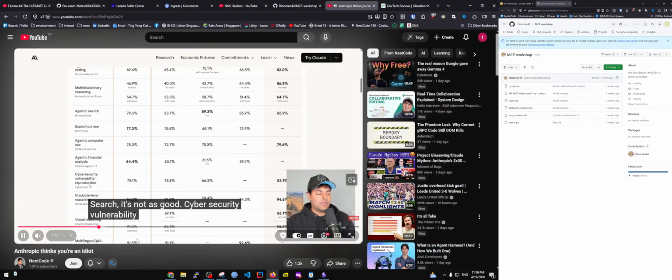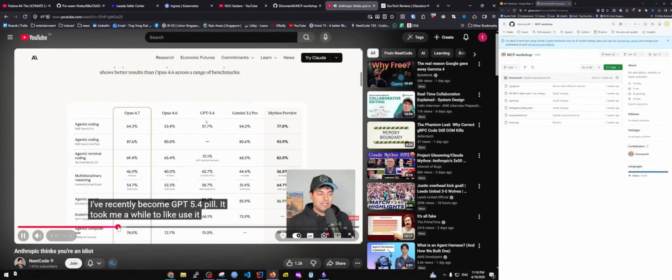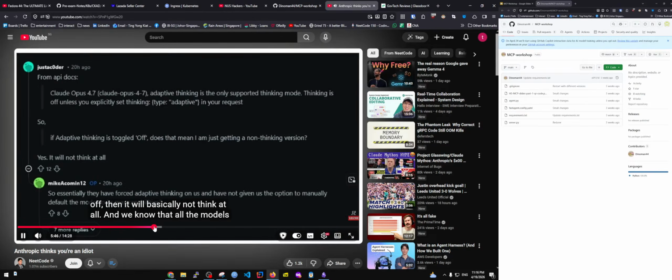cybersecurity vulnerability reproduction, it's slightly worse in a few ways. I'll talk about that as well, but use it enough to realize that it is absolutely better than Opus models. I used to use it in open code, but they made that not allowed. Access to it.